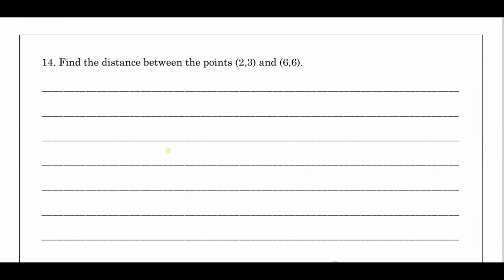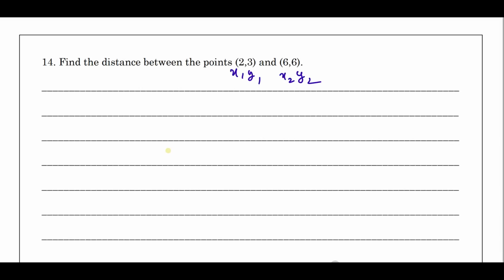Next question. Find the distance between the points 2, 3 and 6, 6. Take these as x1, y1, x2, y2. D equals what? Square root of x2 minus x1 whole square plus y2 minus y1 whole square. Dear students, this PDF I'll be sharing in my Telegram group. Do watch the complete video. Still many questions are there.